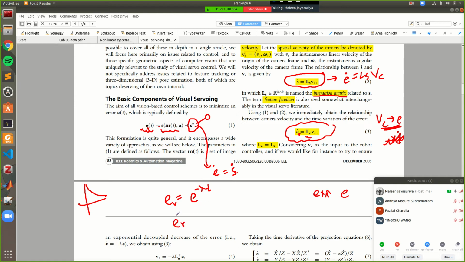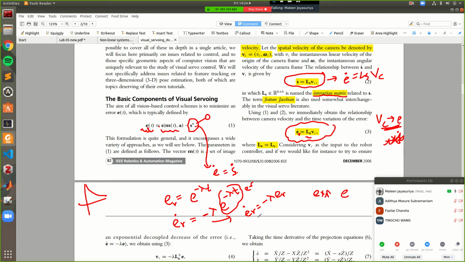So what is ER dot? ER dot is actually going to be minus lambda into e to the minus lambda t, right? Because if you differentiate an exponential function by time, you just get the exponential function back, and this lambda just comes as the coefficient up in front, right? So from this, what we see is E dot R is actually equal to minus lambda E if we want the error to exponentially decay. ER, sorry, right? Because this term is the same as ER.